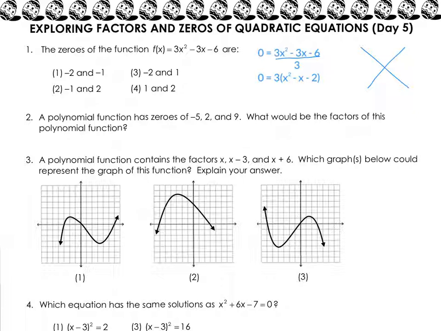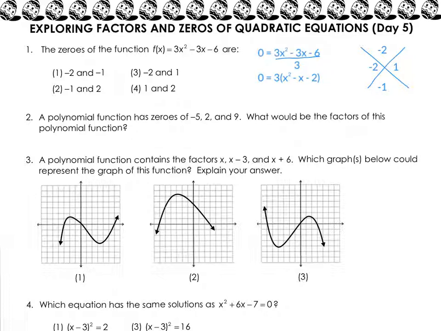Now I can go ahead and fill in my x box. So that a times c, a is 1, c is negative 2, so that's going to be negative 2 up top. And then b on the bottom, so it's negative 1. So I need two factors that have a product of negative 2 but a sum of negative 1. So it's going to be negative 2 and 1.